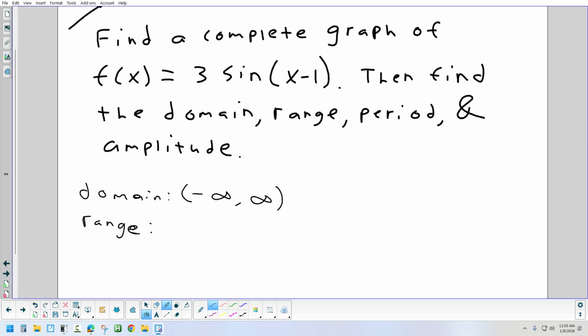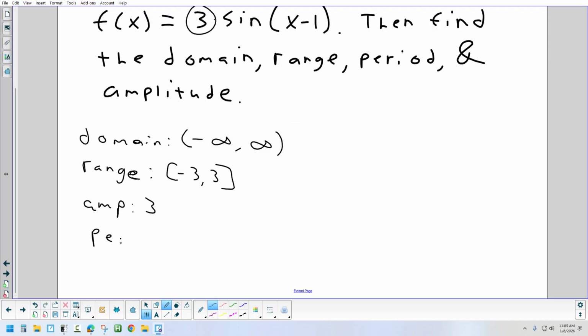Okay, range. Anyone think they could tell me what the range would be before we graph it? Yeah? In brackets, -3 and 3. Yeah. It would go from -3 to 3 because normally it goes -1 to 1, but you have tripled the height. So now it's -3 to 3. Actually, I think we can do all this without a picture. Amplitude? What's the amplitude? Yeah, absolute value of the number in front.